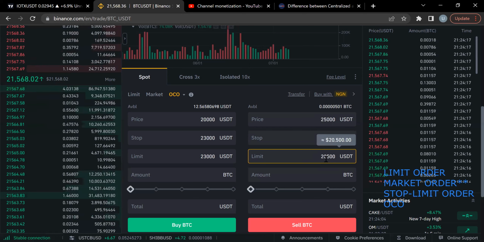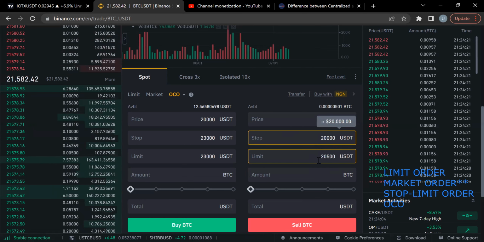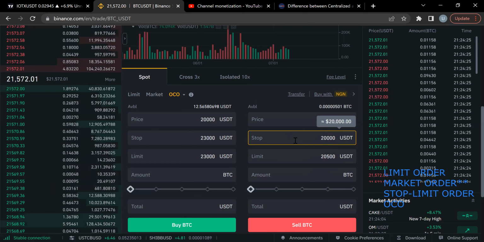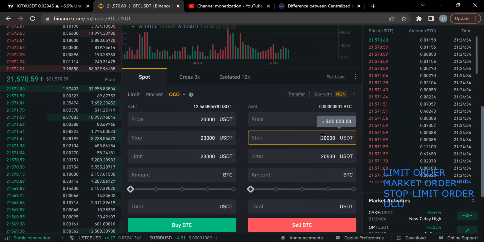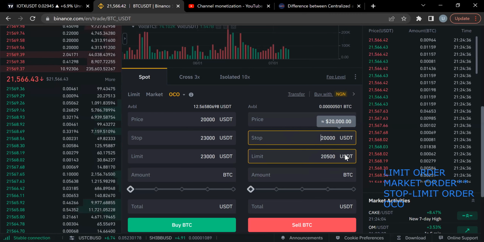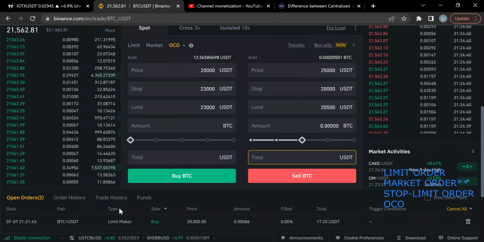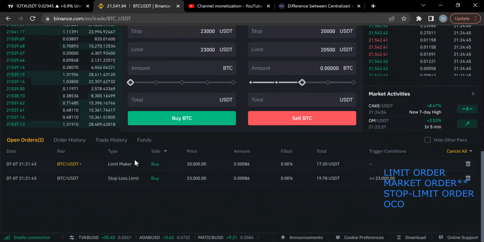20,500. On the same hand, you can see that if price should drop to 20,000, now set an order for me at 20,500. It's just a normal limit order. So price drops to 20,000, set an order for me at 20,500. Then you put the amount of USDT you want to use. Once you put it, it's going to open two trades for you like this.